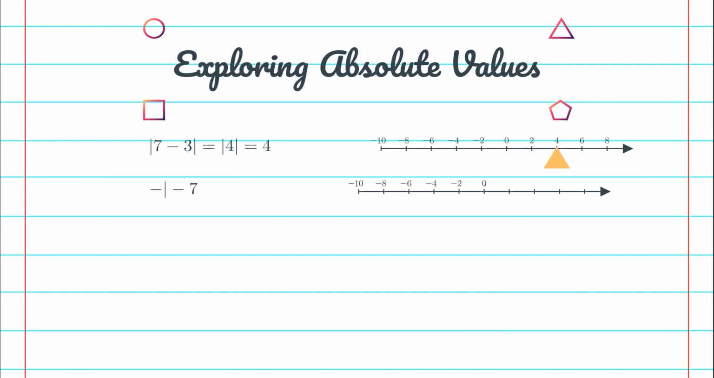Now sometimes there are positive and negative symbols outside an absolute value bar, like -|7|. In such cases, absolute value should be taken first and then the negative sign should be applied. For example, the absolute value of -7 is 7, then the negative sign should be applied to 7. Therefore, it is equal to -7.